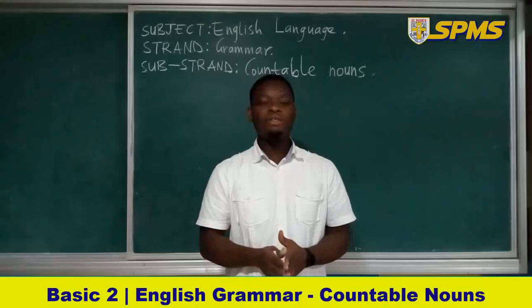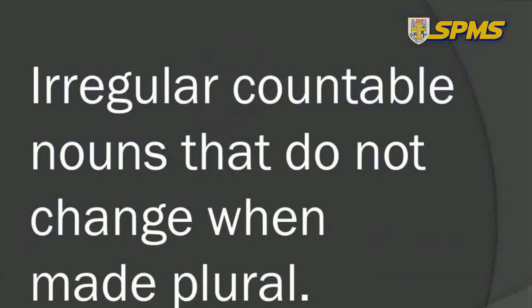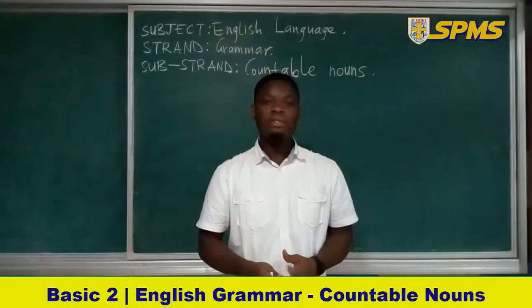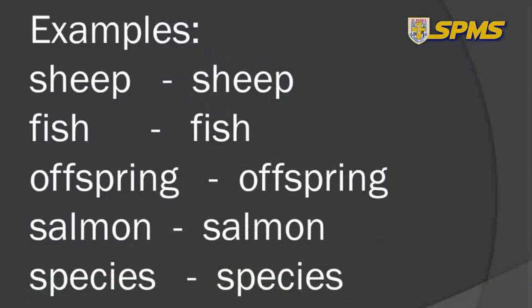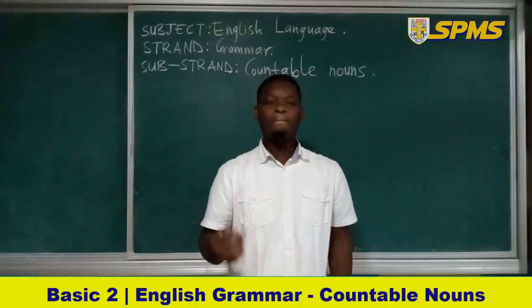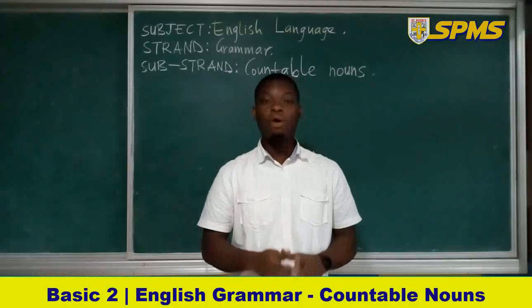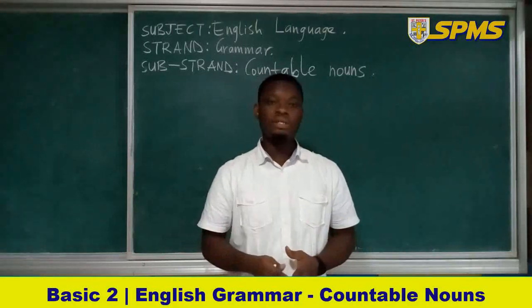Good. Do you remember I told you that there are some of them whose plurals do not change at all, which is they are the same for their singular and their plurals? Okay, so we have examples of such on the screen here. The first one is sheep, it's still the same sheep. Fish, still the same as fish. Offspring is still the same as offspring. Salmon, still the same as salmon. And then species is also the same as what? Species. Children, there are a lot of them, but I just gave you a few, so you can find more for yourselves and write them down in your jotters.